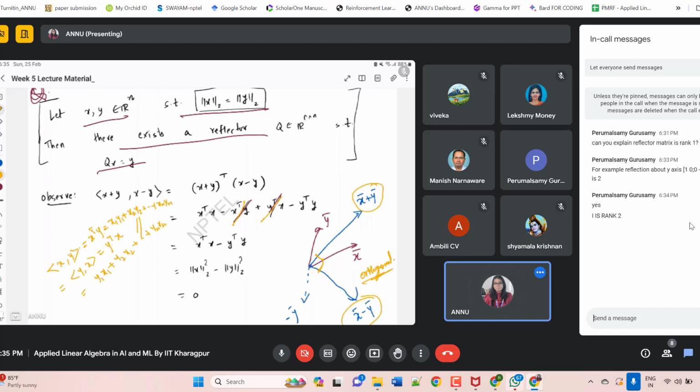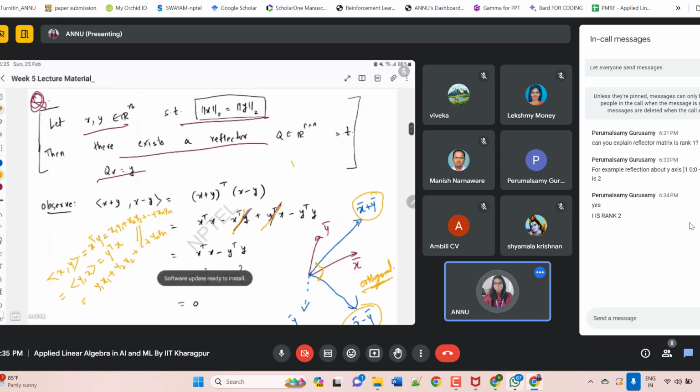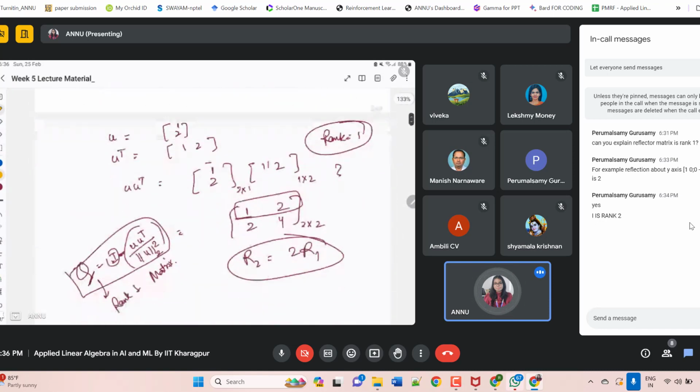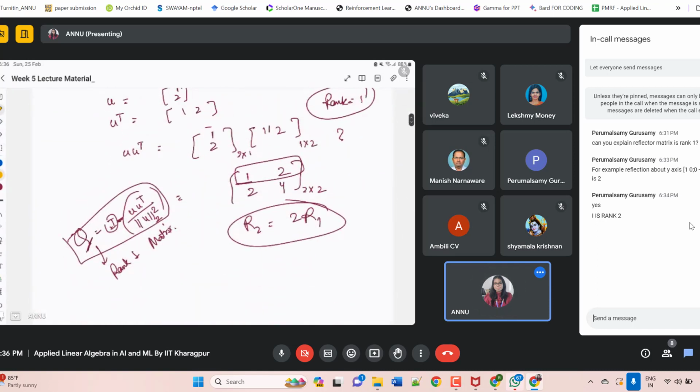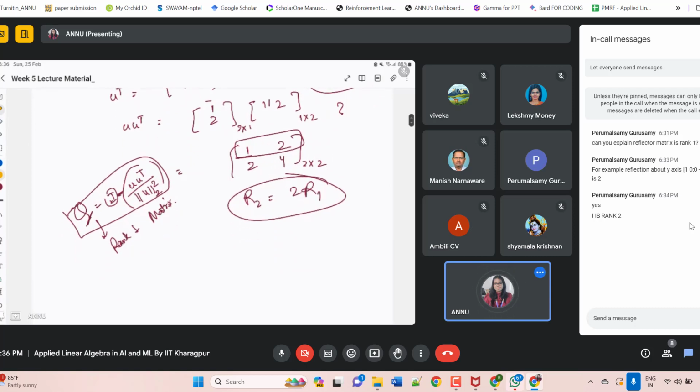I is rank 2, I agree. But can you subtract it with I minus 2 times a rank 1 matrix? Suppose 1, 2, 2, 1. Okay, so sorry, that's my mistake. We saw this particular thing. This is rank 1.